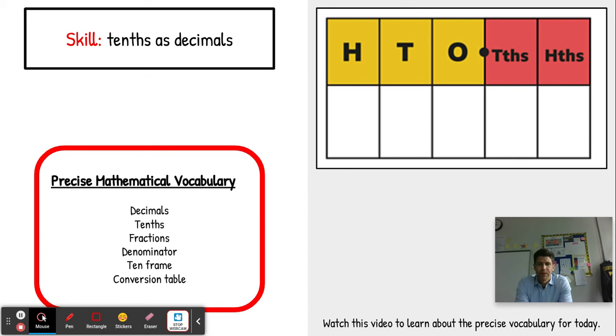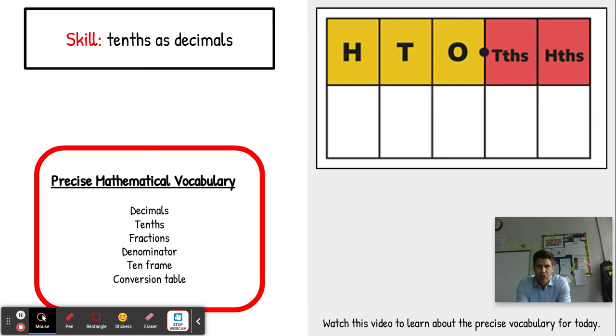The word fractions, we've been learning a lot about, are numbers that are less than 1. So just like decimals, they are less than 1, and that's why fractions can also be written as decimals. We've got the word there, denominator. So remember, that's the bottom number on a fraction. It's very important today because we're looking at fractions where the denominator is always going to be out of 10.